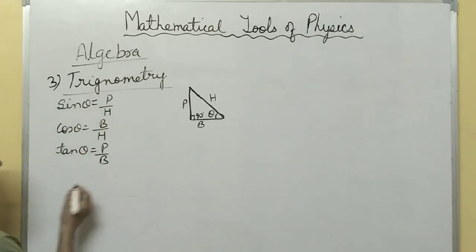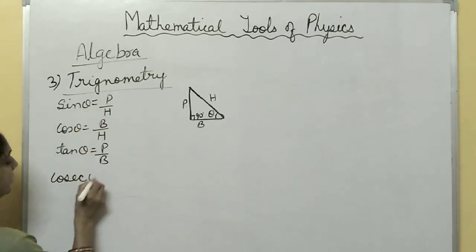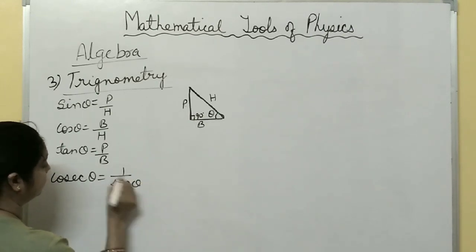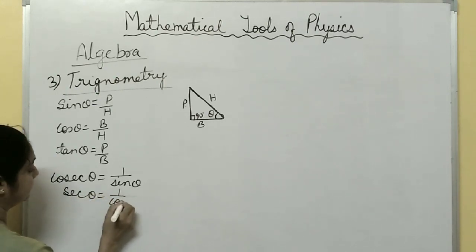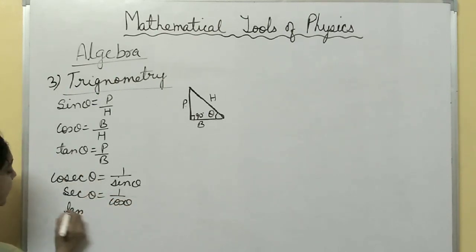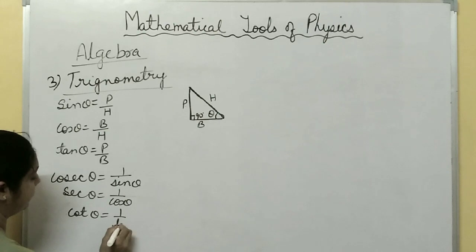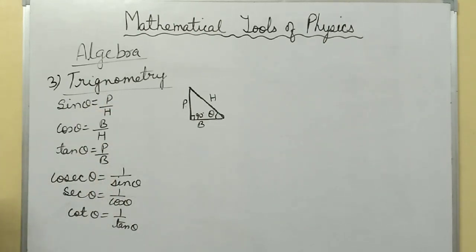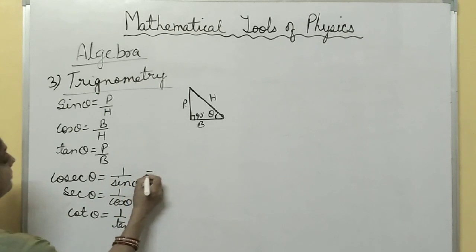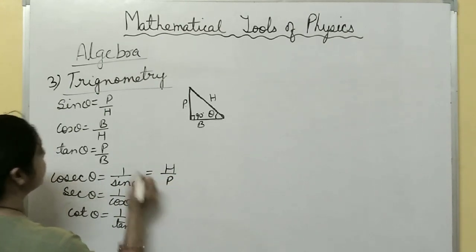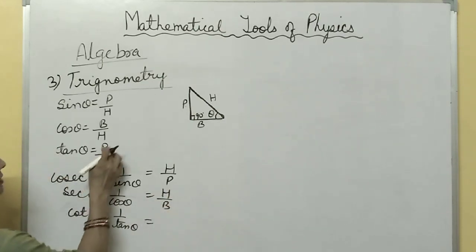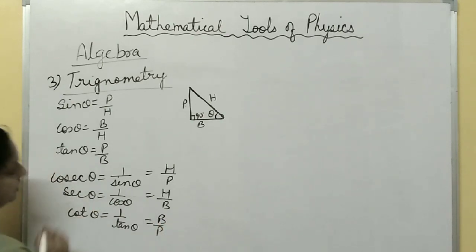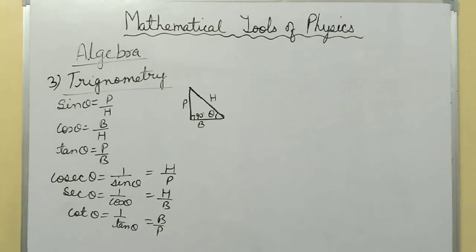And one more thing. The reciprocal of sine theta is what? Cosec theta. The reciprocal of cos theta is what? Sec theta. The reciprocal of tan theta is what? Cot theta. You know all these things, 1 by tan theta. So the formula becomes the opposite of this one. Cosec theta becomes hypotenuse by perpendicular, sec theta becomes h by b, base, and then cot theta becomes base by perpendicular. Okay, so you must know about these things.